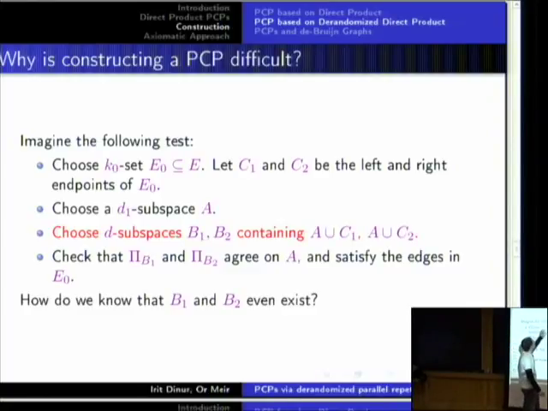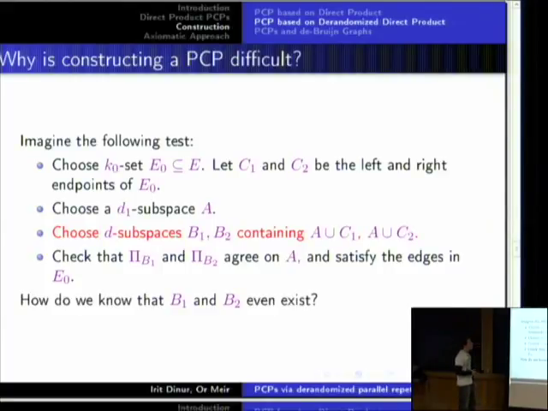Again, we choose a random set of K0 edges, and then we choose a D1 dimensional subspace A that will serve as the intersection subspace. And then we choose two D-dimensional subspaces B1 and B2 under the restriction that they contain the union of A and C1 and the union of A and C2, and check that the coordinates of pi at B1 and at B2 agree on A and satisfy the edges. And of course, the problem is that there is no reason for such subspaces B1 and B2 to exist.